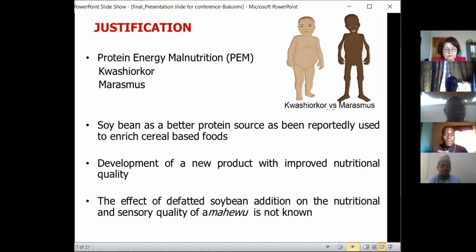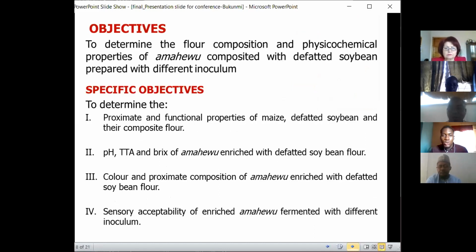So the addition of soybean can help to improve the quality of Amaheu and to produce a new product. Hence, the objective of this study is to determine the flour composition and physicochemical properties of Amaheu composited with fatted soybean prepared with different inoculum. Because if there is no inoculum, there will not be the desired fermentation.